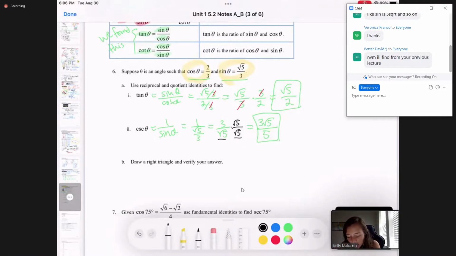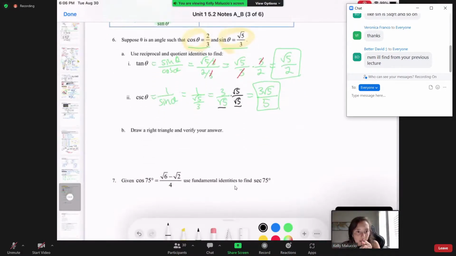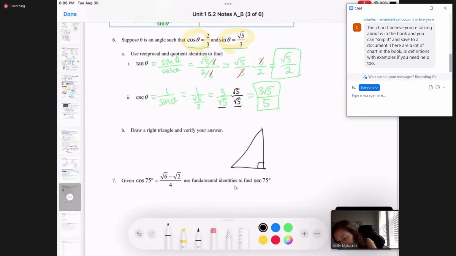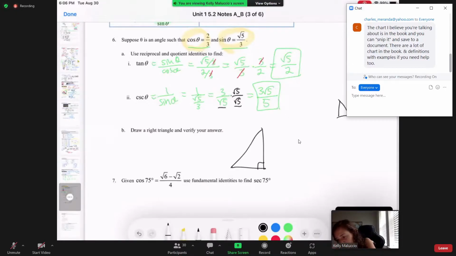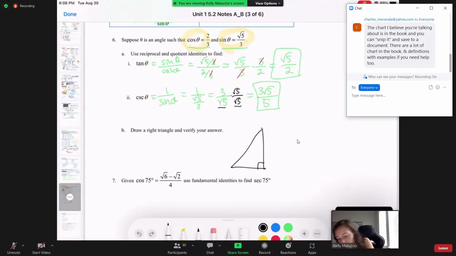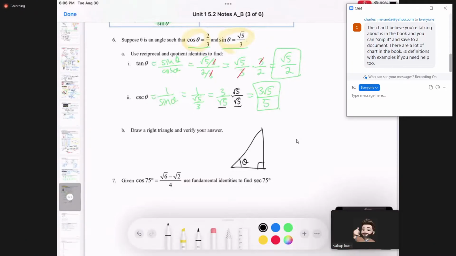Okay. So part B here, it says draw a right triangle and verify your answers from part A. So we want to draw a right triangle. So I'm just, again, you could have the right angle here. You could also draw it this way, but I'm just going to draw it this way. And we have our theta here.